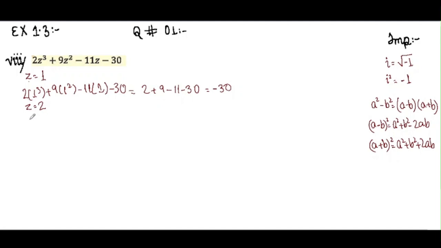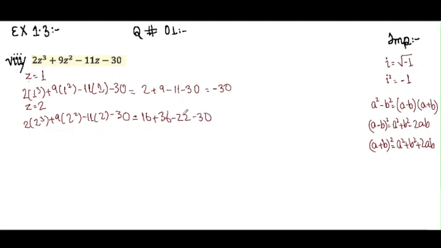So z equals 2. 2 into 2 cube plus 9 into 2 square minus 11 into 2 minus 30 equals... Sorry, I was doing it wrongly. We are going to repeat it. 2 into 2 cube. 2 cube gives us 8. 8 into 2 we get 16, plus 2 square gives us 4. 4 into 9 gives us 36, minus 11 into 2 gives us 22, minus 30.